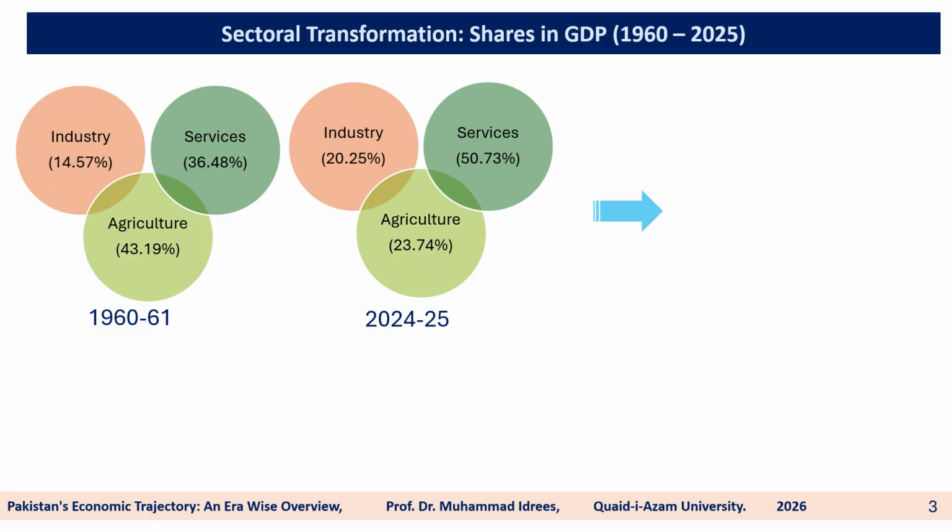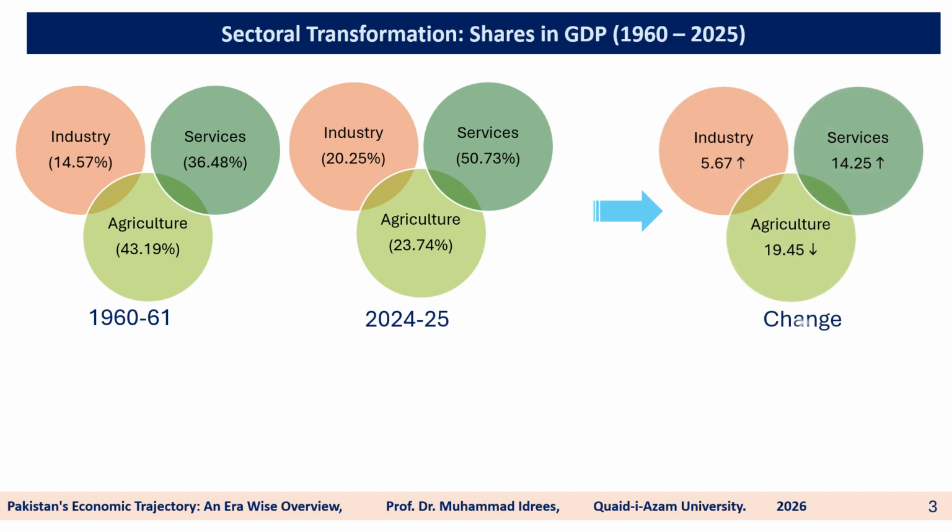The share of agriculture sector has substantially decreased. Services sector is now the most contributing sector, the dominant sector, and the share of industry has also increased over time. If we look at the change, then during this period, the share of industry has increased by 5.67%. The share of services has increased by 14.25%, while the share of agriculture sector has reduced by 19.45%.